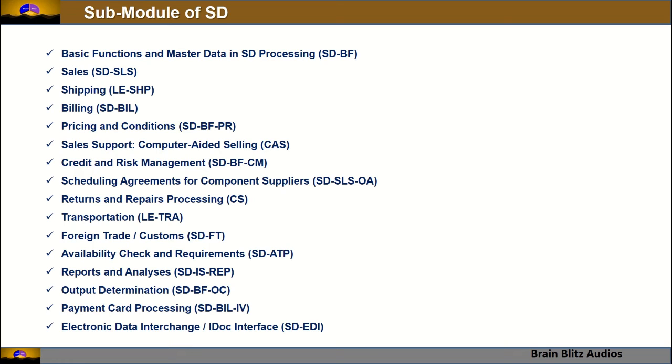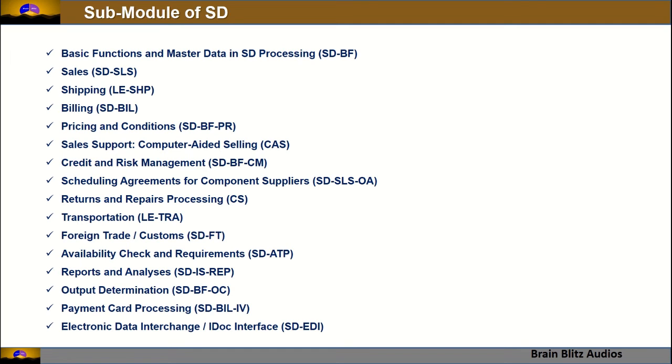Then we have sales support, or normally we call it computer aided selling, or CAS. Here, as I said in the previous slide, we are talking about the interactions with the customer, all kinds of interactions: telephone calls, marketing activity, marketing campaigns, or identifying a prospect. All those kinds of activity come under sales support. That is also a submodule.